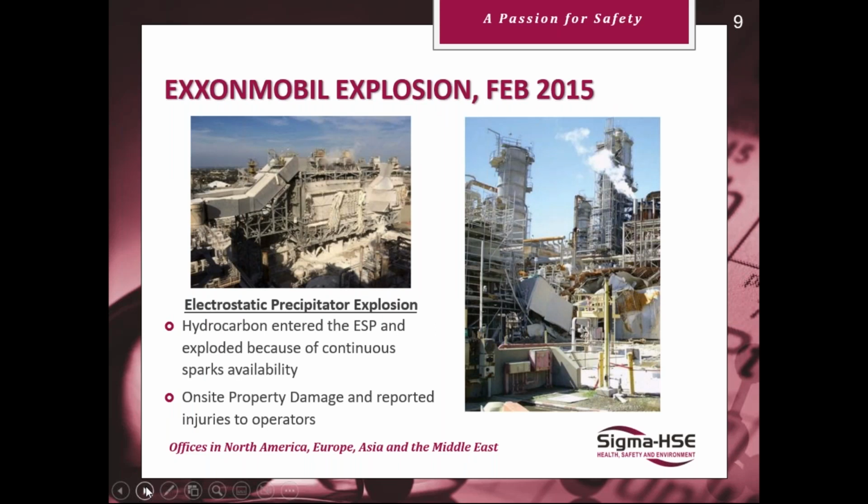ExxonMobil explosion, February 2015. This happened in, of all places, an electrostatic precipitator. In this case, we knew you were going to get sparks because it's an electrostatic precipitator. So you knew there were going to be continuous sparks available at all times. The idea here was to prevent any flammable vapor entering this area. But they failed to do that.